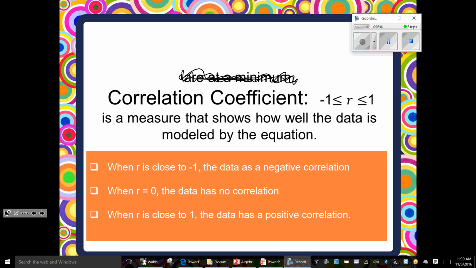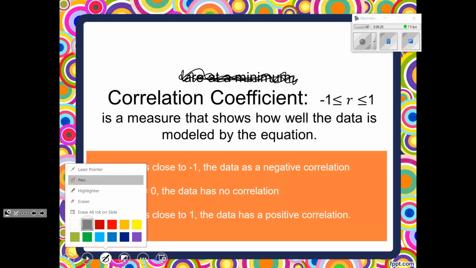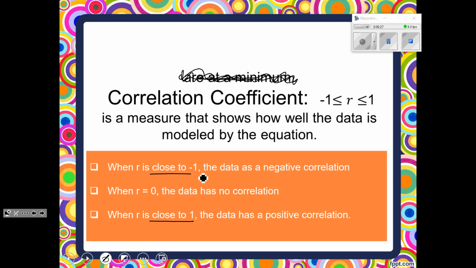Okay, so the correlation coefficient is going to be used, and we're going to be using the variable r. Okay, and r is going to be between -1 and 1. The correlation coefficient is the measure that shows how well the data is modeled by the equation. If r is 1, or even if it's -1, if it's 1, that just is talking about a positive correlation. And if it's -1, it's just referring to it being a negative correlation.